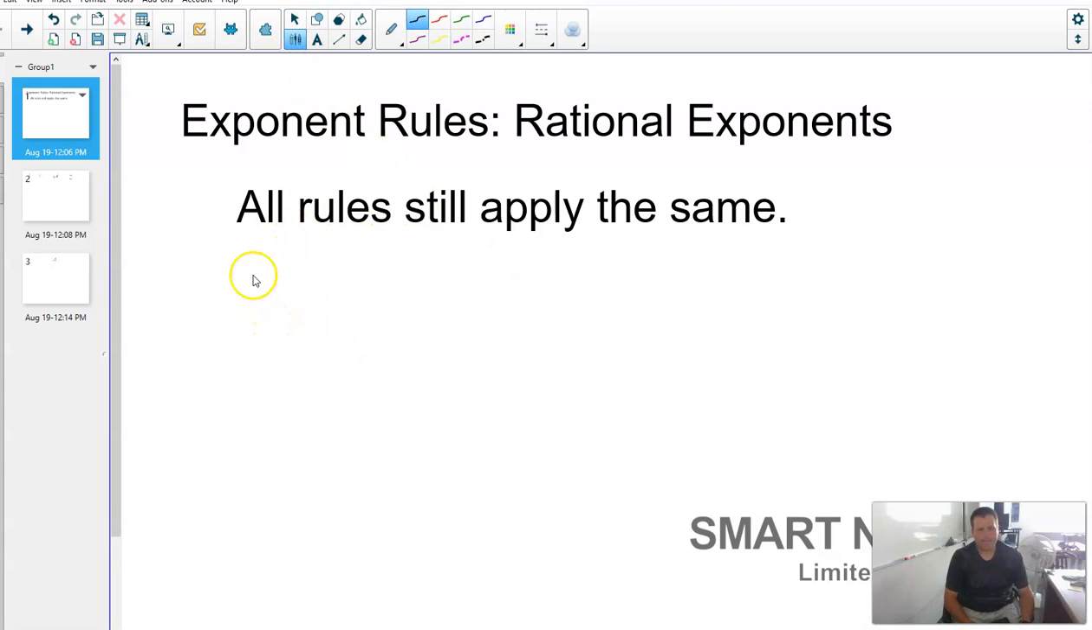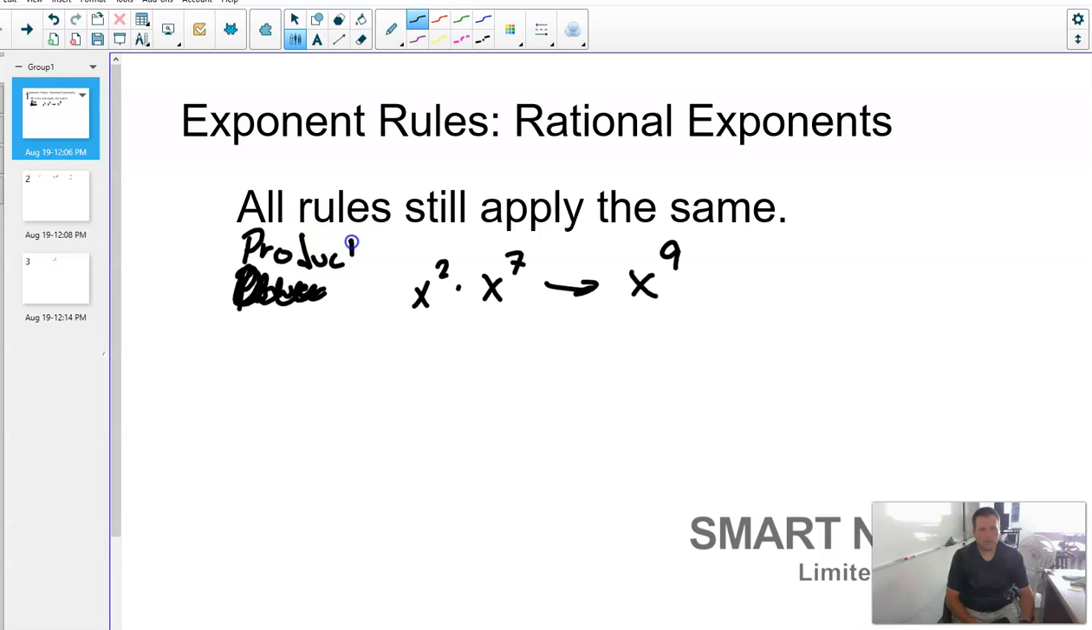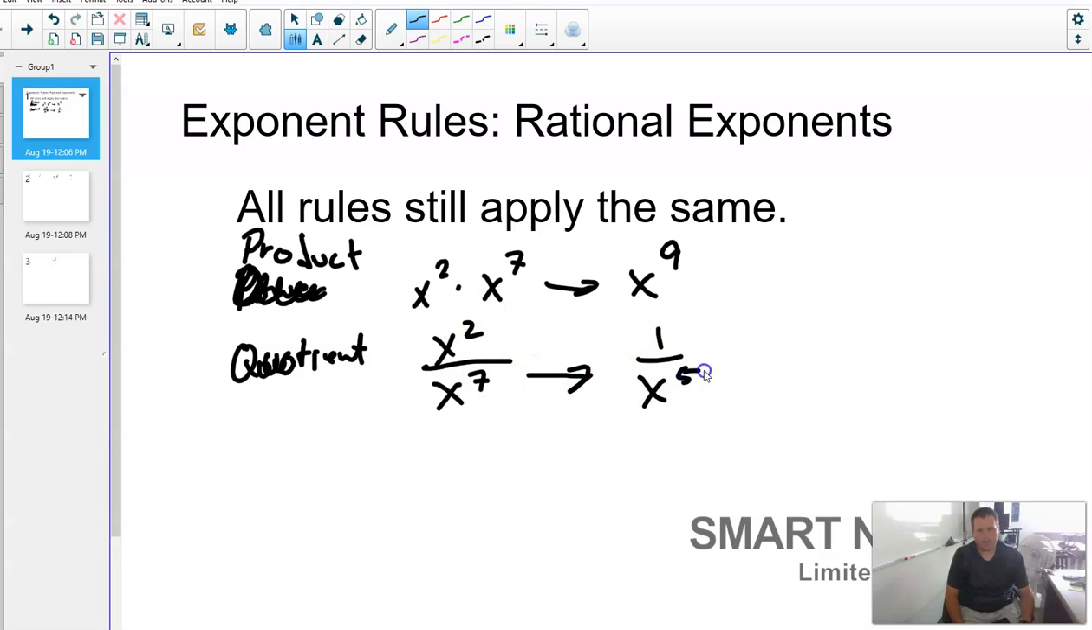So remember our product rule, when we had like x squared times x to the 7th, we're just going to add those and that becomes x to the 9th. Sorry, that's the product rule, my bad. Okay, the product rule. We had the quotient rule, which was if I had like x to the 2nd over x to the 7th, this would be 1 over x to the 5th.